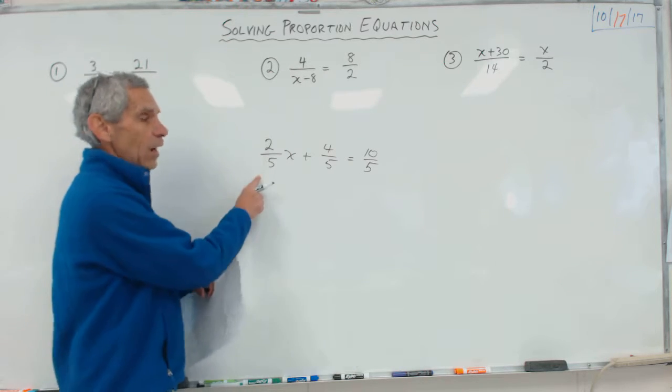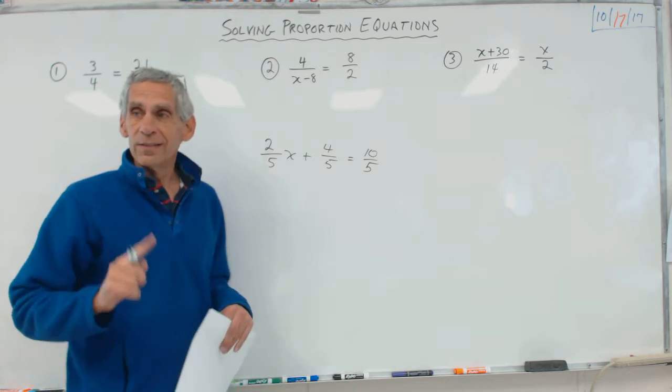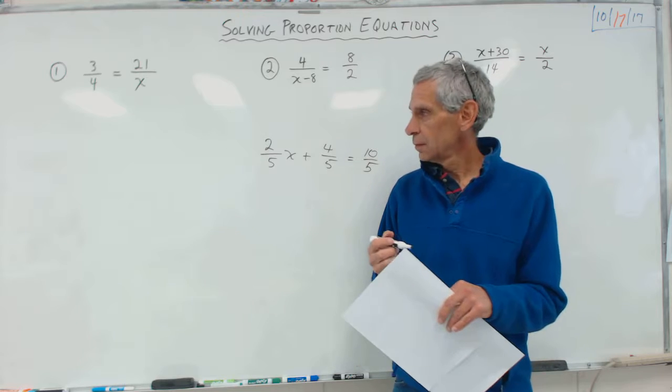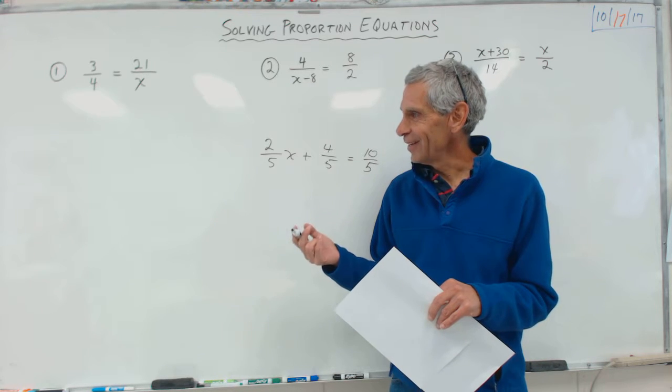How is this kind of equation different from this kind of equation? It's cross multiply.